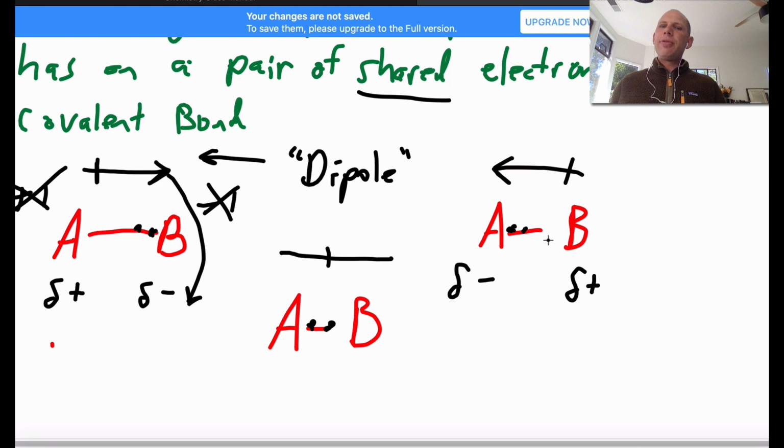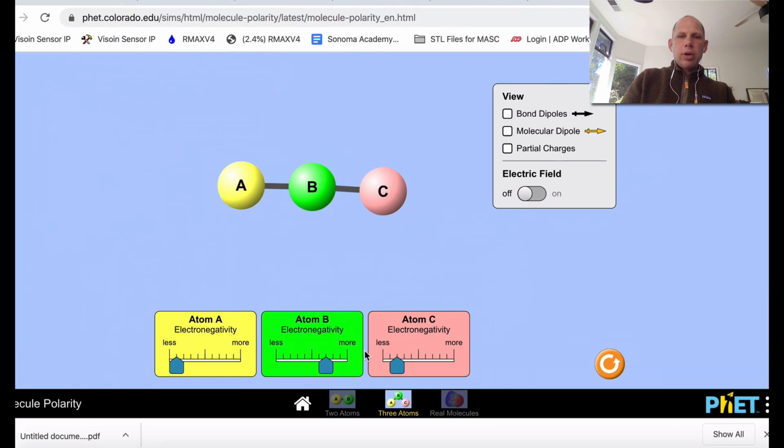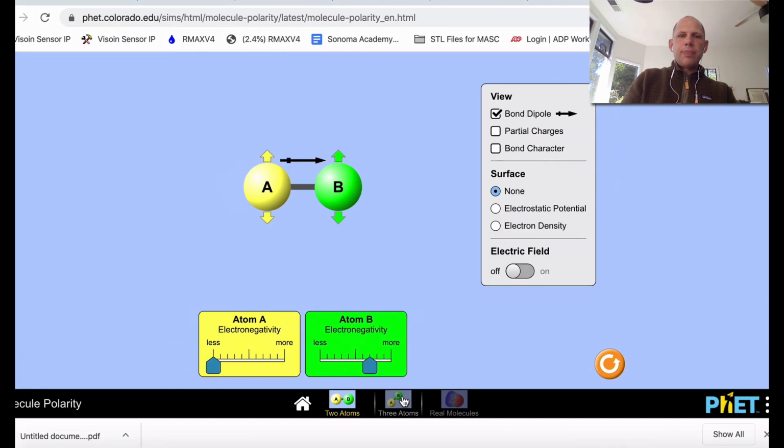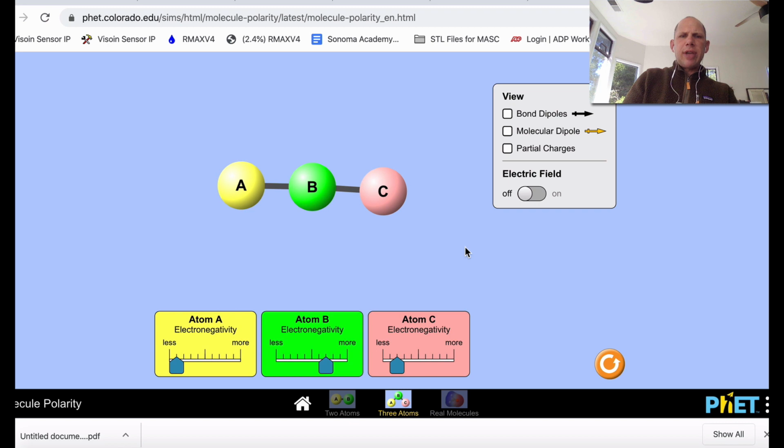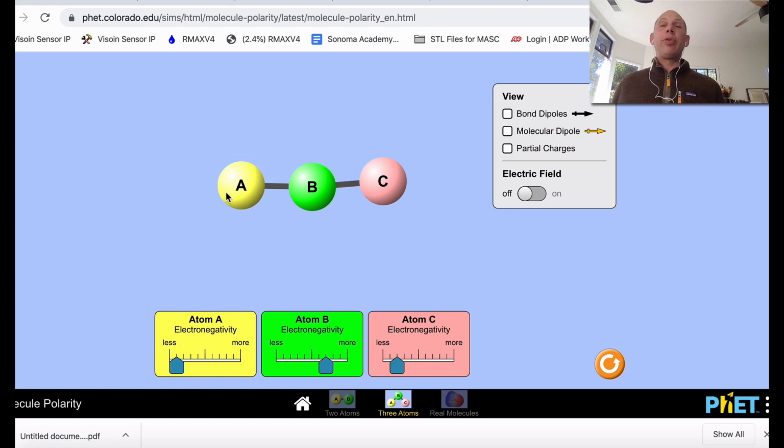It's not fully negative because B still has some. It's partially negative. So you are going to be playing around with those values here, and you're going to be playing around with these values here. Now, I'm going to let you know that things are going to change here when you move these around in this one. Okay, so I'm going to be scaffolding you through that.